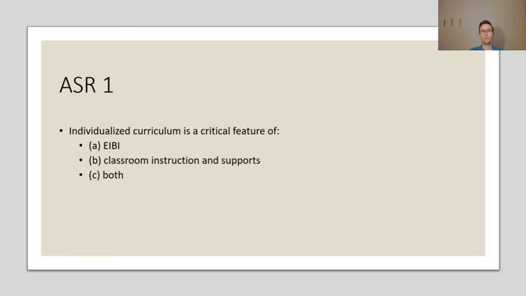Alright, welcome back to Curriculum Development EIBI. This is video part 3. We're beginning with some ASR. So ASR number 1, individualized curriculum is a critical feature of A, EIBI, B, classroom instruction supports, or C, both.